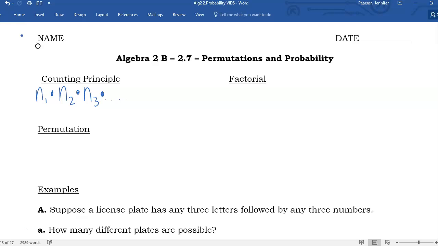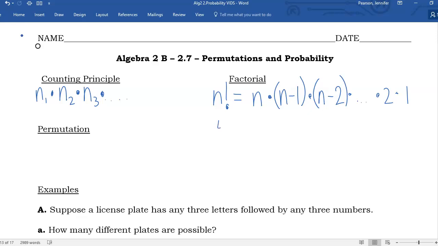So if we're looking at factorial, factorial is a special symbol that you might want to call an exclamation point. To do a factorial, we're going to start with the given number, and then we are going to apply the counting principle. We're going to multiply, but we're going to multiply by one lower than that number, and then by one lower than that number, and we're going to keep going all the way until we reach 1. I'm going to add some parentheses here to show that that's 1 less than n, that's 2 less than n, and so on.